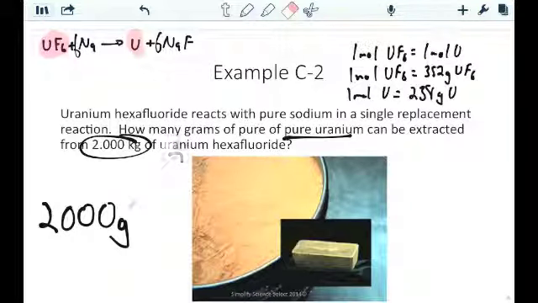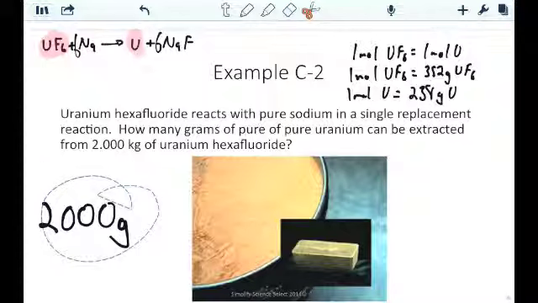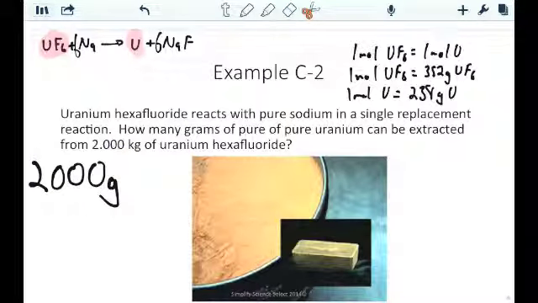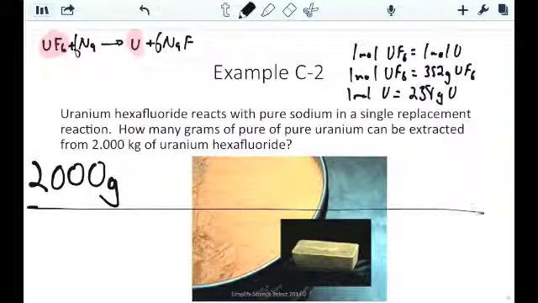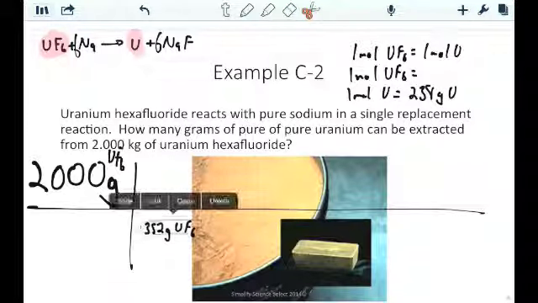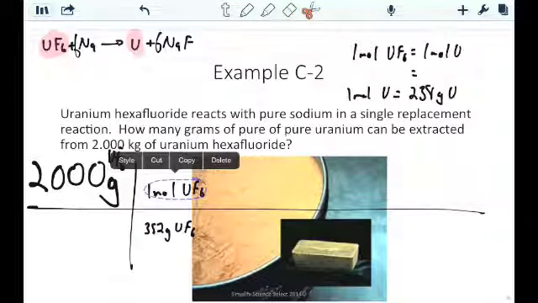Okay, now that we have our conversion factors, we know what we're starting with. We're starting with our 2,000 grams. We just go ahead and fill everything in. So there's our 2,000 grams of uranium hexafluoride. So to go from there to there, we need to go to moles. So that guy will go on the bottom. The other part will go on the top.